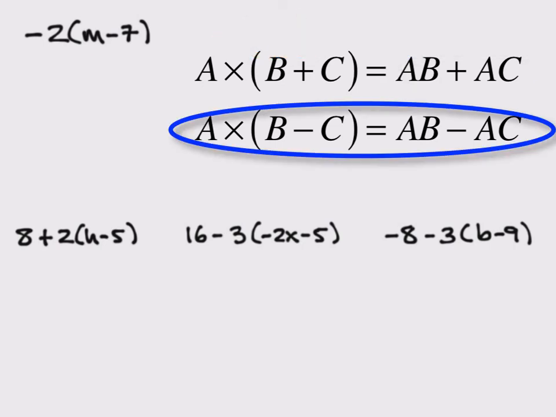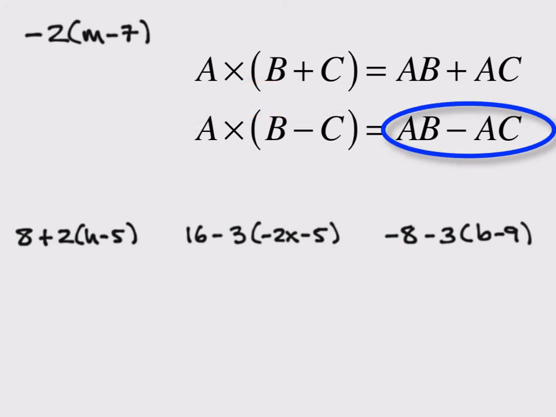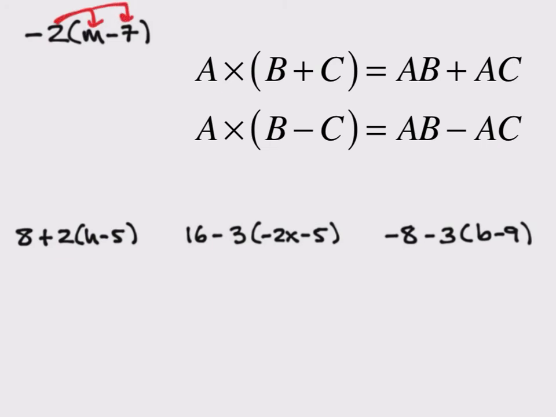Or if within our parentheses we have subtraction, so b minus c, again, we're going to multiply our a by b and our a by c, but we'll be subtracting. So we get a times b minus a times c. And in this case, we're going to do exactly that. We're going to multiply this negative 2 by both m and by negative 7. And we end up with negative 2m plus 14. So whatever number m represents, we don't know which one it is, whatever number it does, negative 2 times the quantity of m minus 7 will equal negative 2m plus 14.